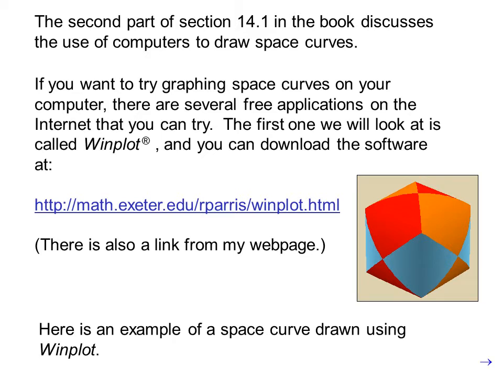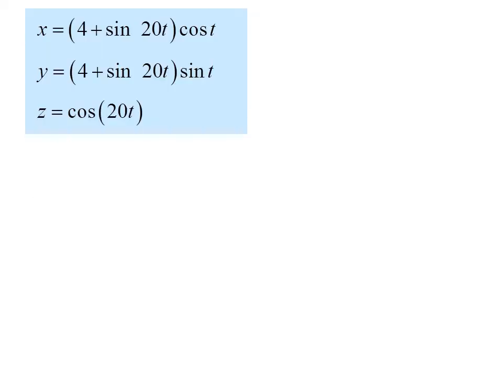Here is an example of a space curve drawn using Winplot. We have x equals 4 plus sine 20t cosine t, y equals 4 plus sine 20t sine t, and z equals cosine 20t.